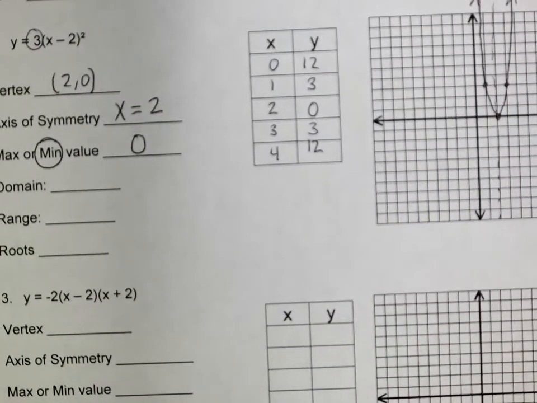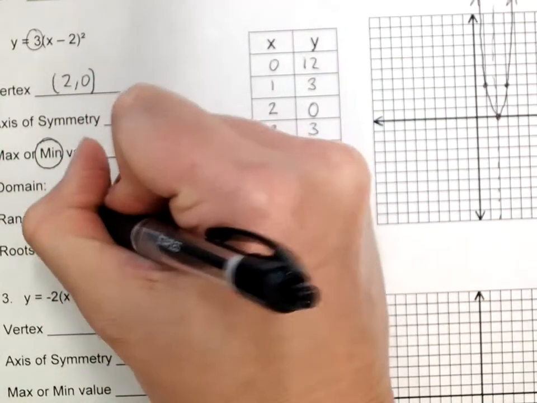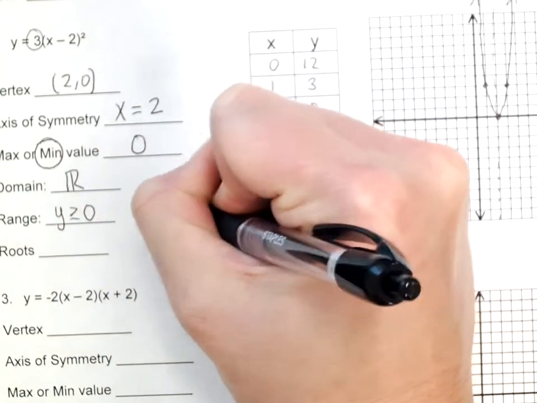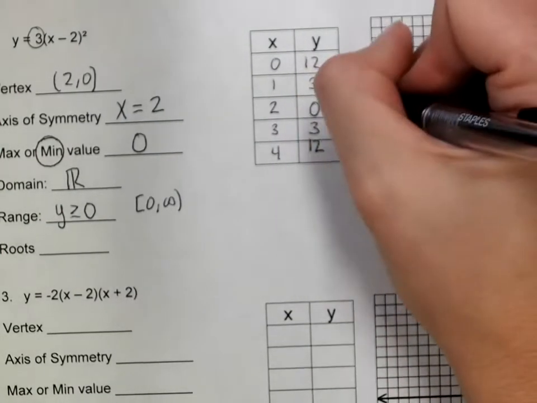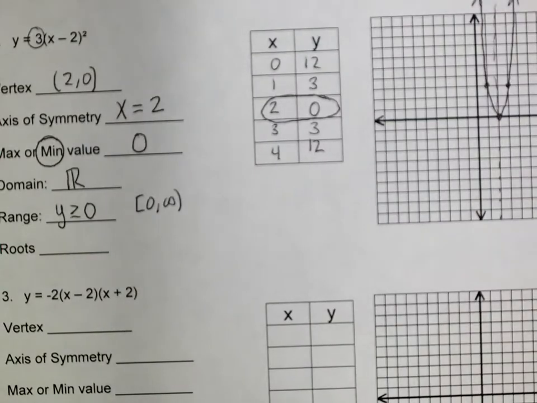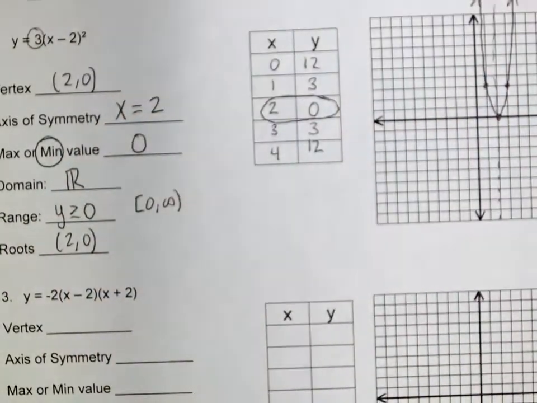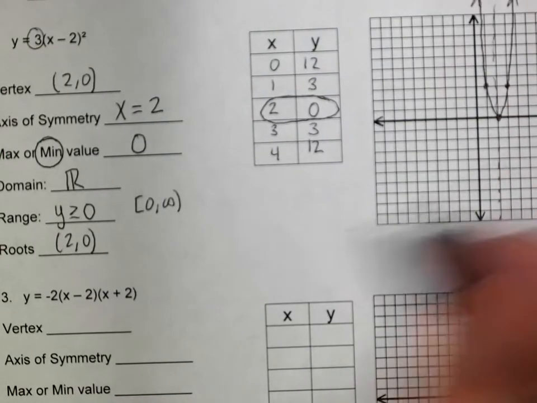Okay? What about the domain of this graph? Again, we have a quadratic, so what is your domain? All real numbers. What is your range? y is greater than or equal to 0, or if you prefer, 0 to infinity. And then roots. Okay, so like I said, the first one had 2. This graph only has 1. Since the vertex is your root, then that is going to be the only one you have. Technically, that's called a double root, whenever the root is your vertex.